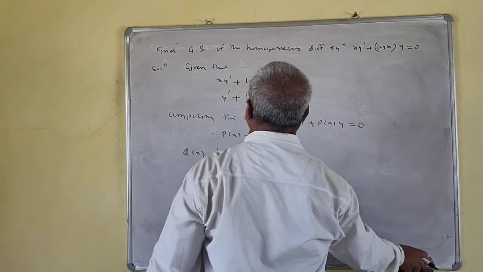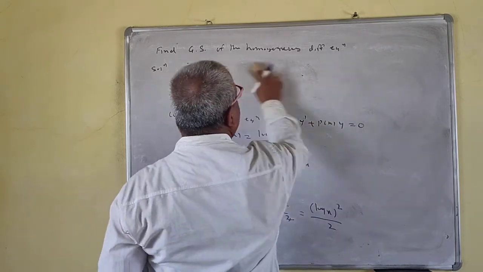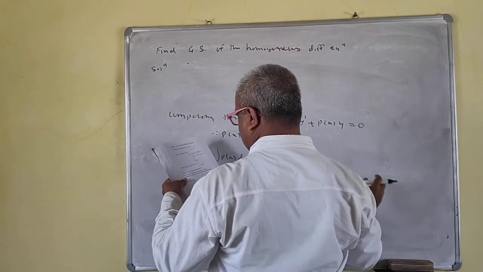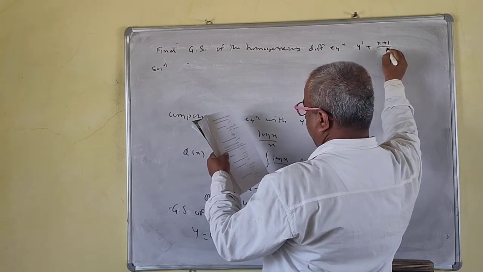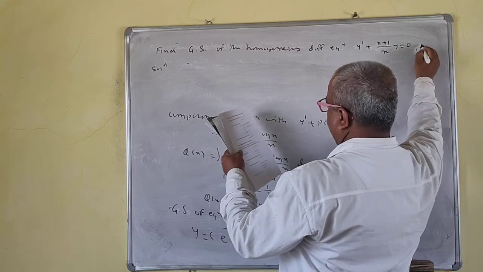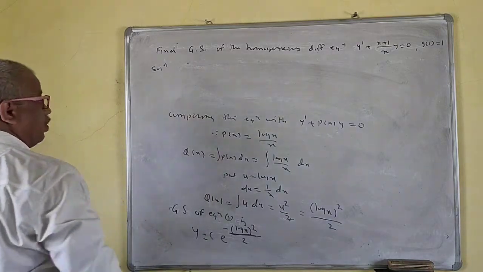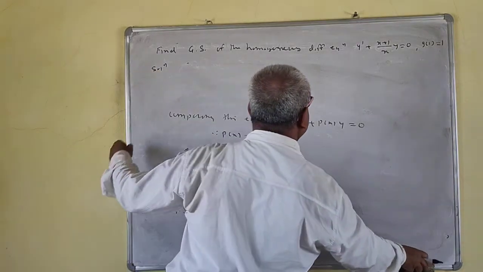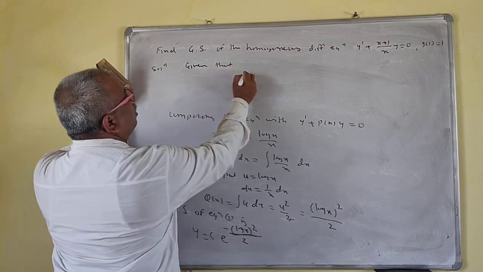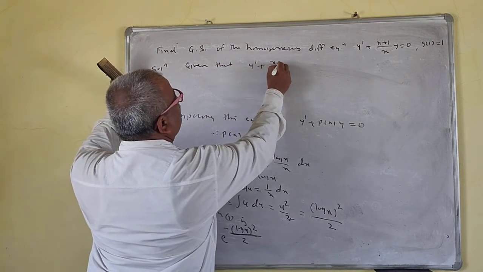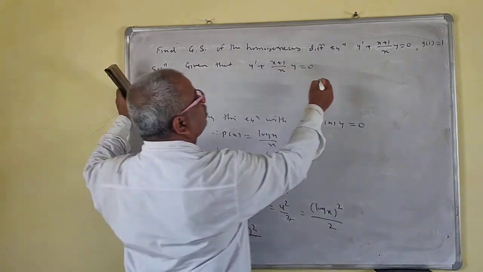Okay. We'll take the next problem. Find the general solution of the homogeneous differential equation: y prime plus (x plus 1) upon x times y is equal to 0, with y of 1 equal to 1. This is provided to you. Given that, y prime plus (x plus 1) upon x y is in the standard form.